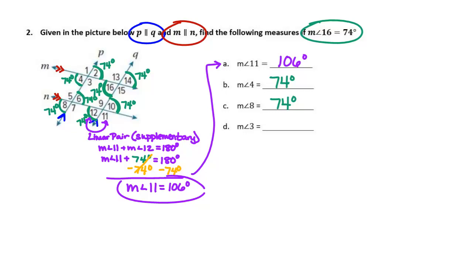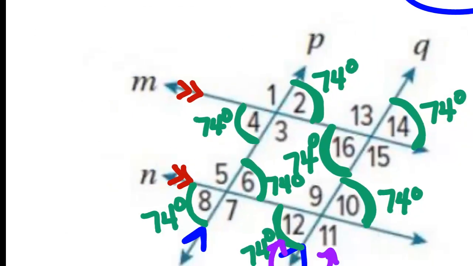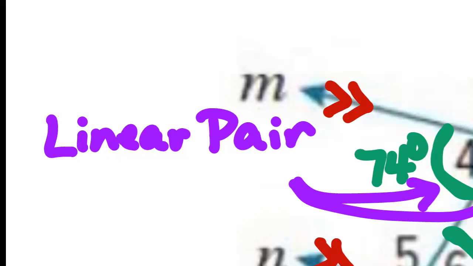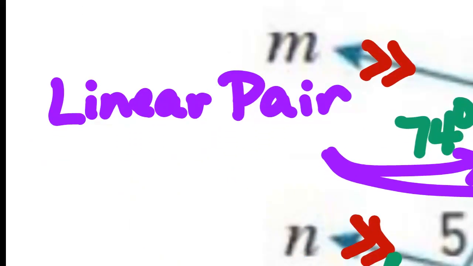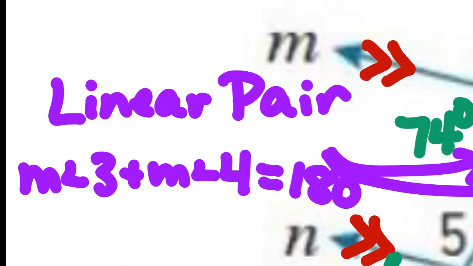We still need to find angle 3. Well, if I come over here to angle 3 and angle 4, they are side by side, just like angles 11 and 12 were. So these would also be a linear pair. Since they're a linear pair, they are supplementary. So the measurement of angle 3 plus the measurement of angle 4 would be 180.